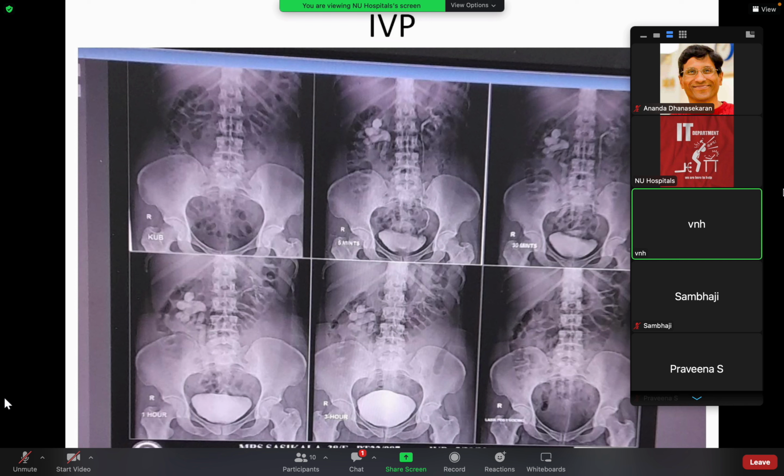Unless they give these fancy muscle relaxers, isn't it? They don't need it. Think about why under anesthesia the bladder capacity is more. And therefore we use this for certain treatment modalities.